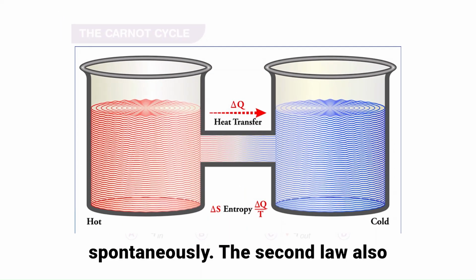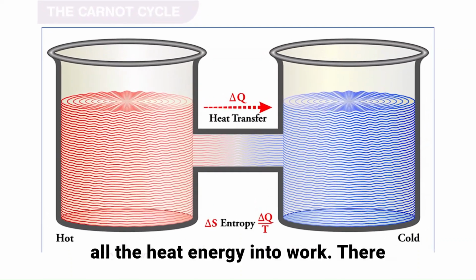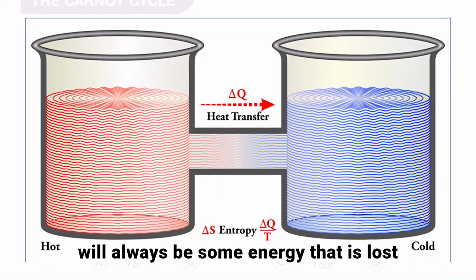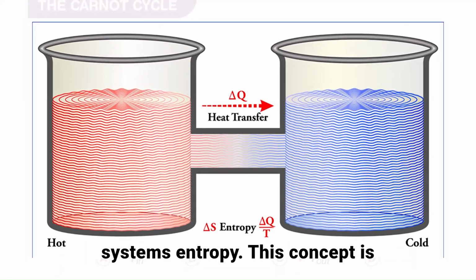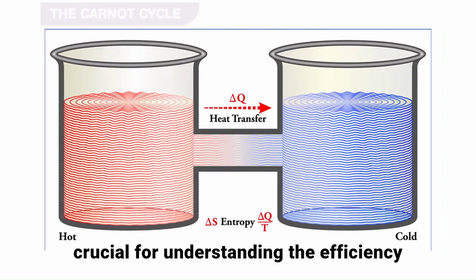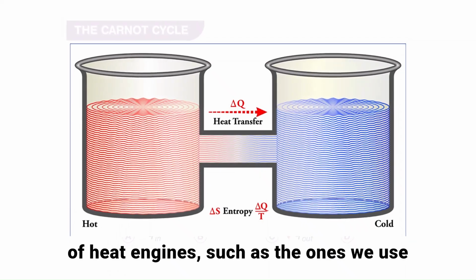The second law also implies that it is impossible to convert all the heat energy into work. There will always be some energy that is lost as waste heat, and this loss increases the system's entropy. This concept is crucial for understanding the efficiency of heat engines, such as the ones we use in everyday machines and devices.